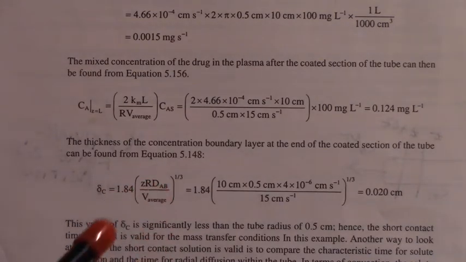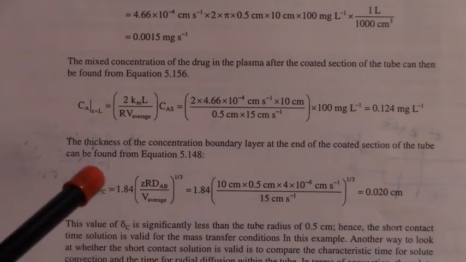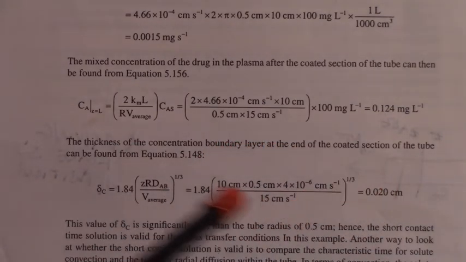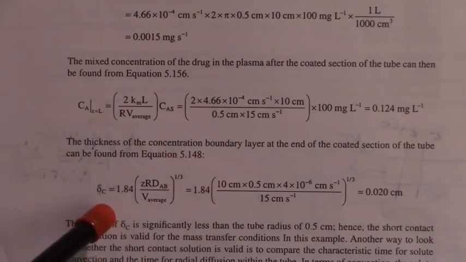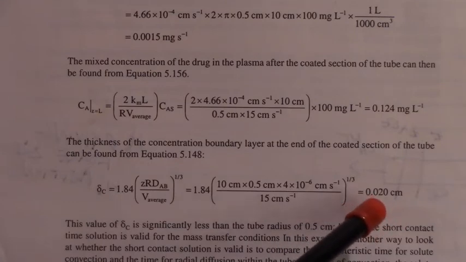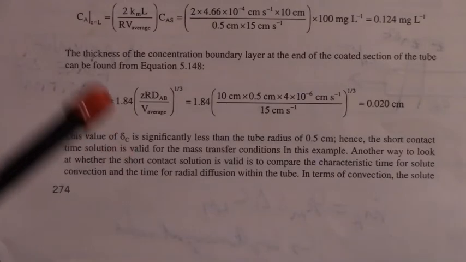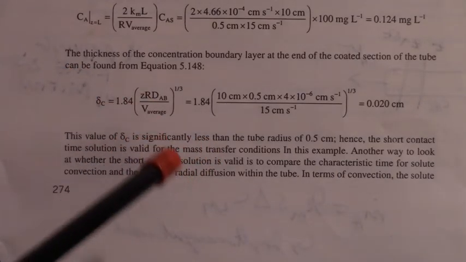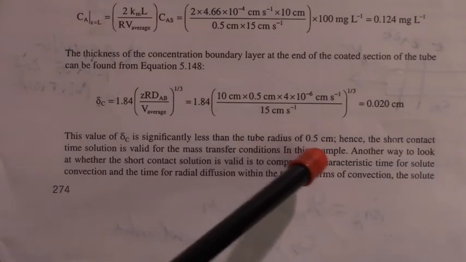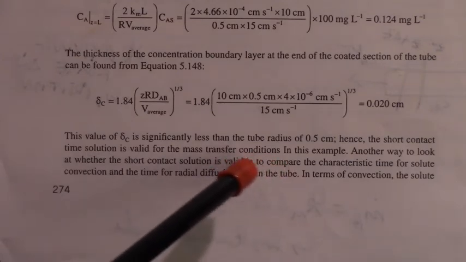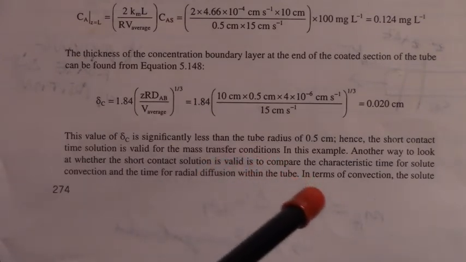Now we want to check to make sure that the short contact time solution is valid, so we can calculate the thickness of the concentration boundary layer at the end of the coated section of the tube from equation 5.148. So this is where we check our delta C, and you can see we end up with a boundary layer thickness for the solute of about 0.02 centimeters. This value of that boundary layer thickness is quite a bit less than the tube radius of 0.5 centimeters. Hence, we'd feel good about using the short contact time solution for this mass transfer process that we're studying.